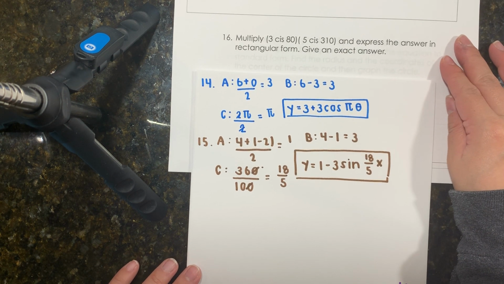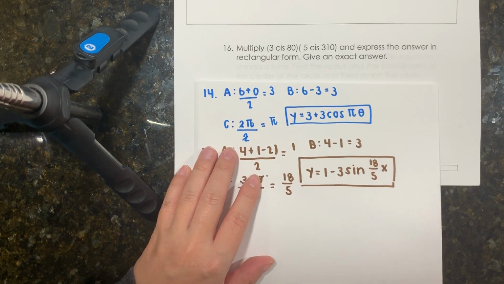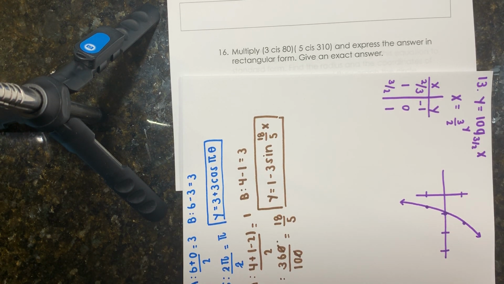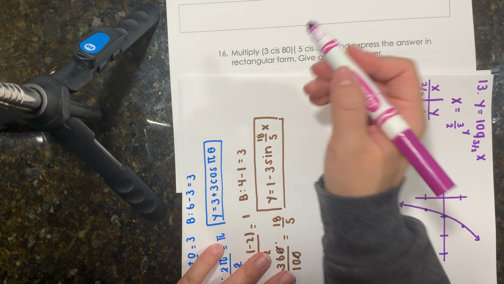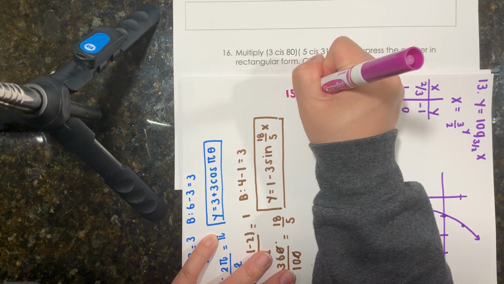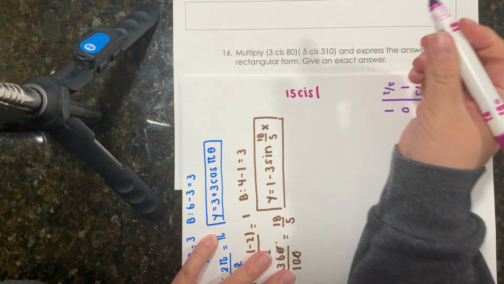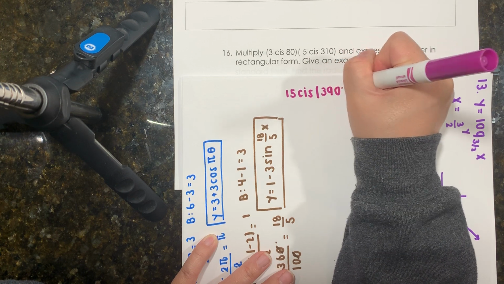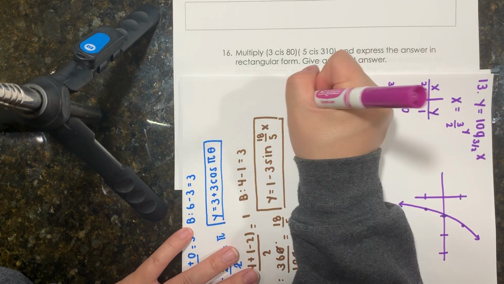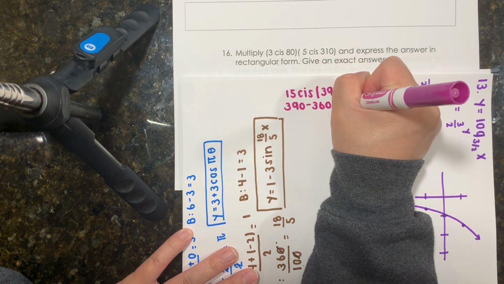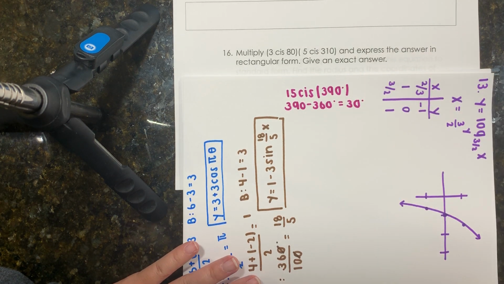Now I want to look at number 16 with you as well. So for number 16, we have to multiply these two polar forms together, and write your answer in rectangular form. Well, when we multiply, remember you multiply the two outside numbers. So 3 times 5 gives me 15. And then you add the degrees together. So 310 plus 80 would be 390. Well, 390 degrees is greater than 360, so I'm going to subtract 360 from that. And that gives me a degree of 30 degrees.